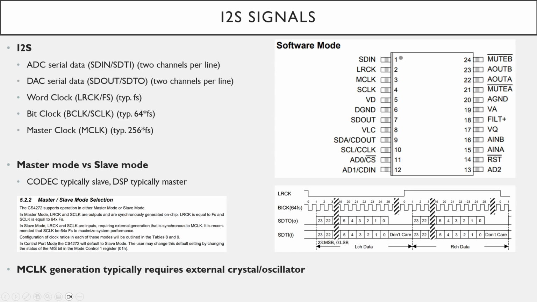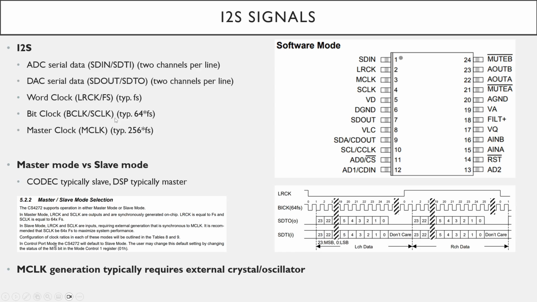One is the word clock, or left-right clock, or the frame sync signal. And this word clock typically runs at the sampling rate fs, so if you're running at 48 kHz, the word clock frequency will also be 48 kHz, typically. And the word clock effectively tells us which channel we're currently looking at. So if we're working with left and right channels, if the word clock is low, we are receiving or sending left channel data. If the word clock is high, we are receiving or transmitting right channel data.